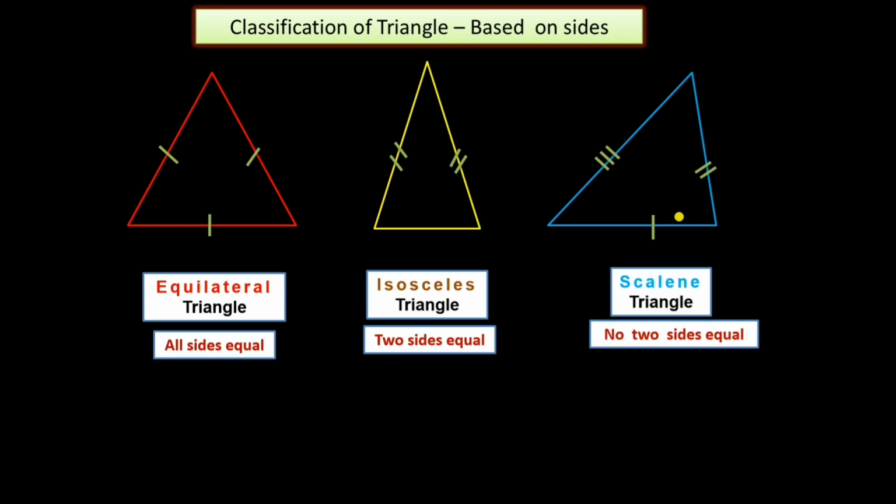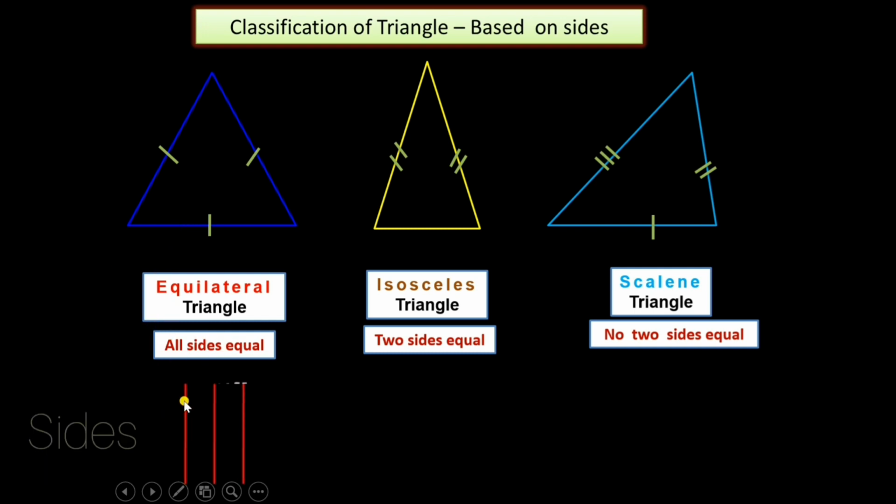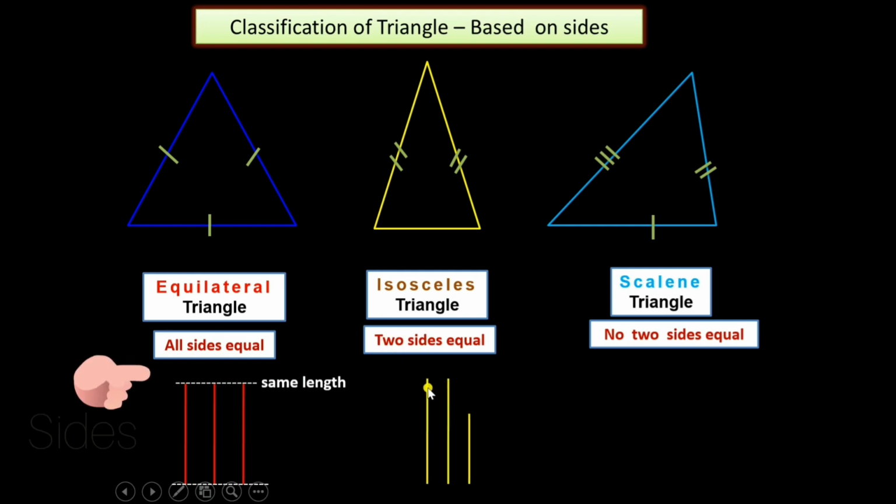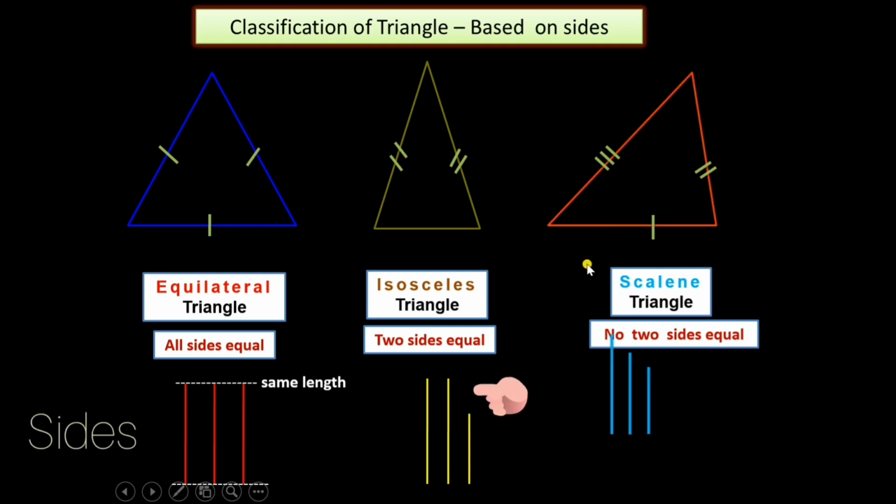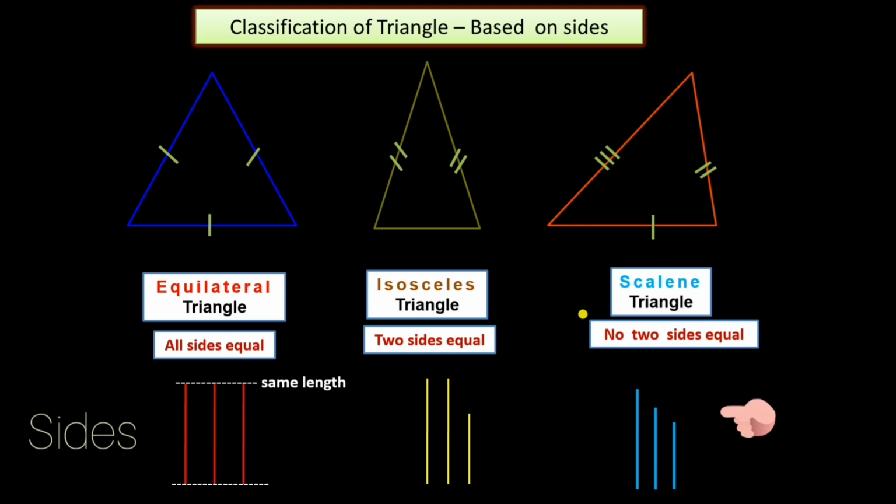Let us revise once. The equilateral triangle has three sides equal in length. If you measure these three sides, you can find all three sides are of the same length. An isosceles triangle has two sides equal in length. And in the third triangle, the scalene triangle, you can observe all three sides are unequal. A scalene triangle has no equal sides. So, this was the classification of triangles based on sides.